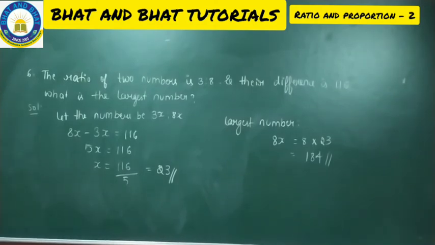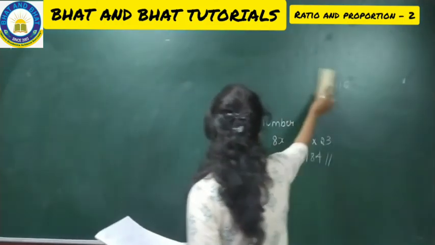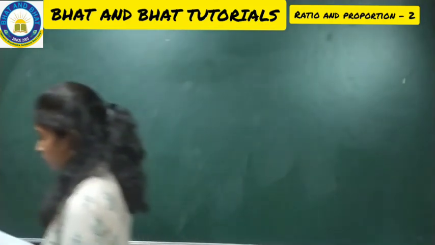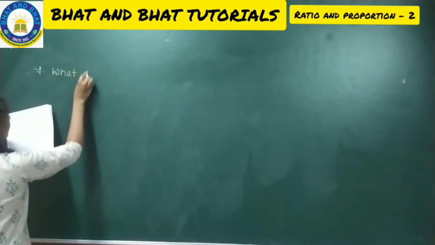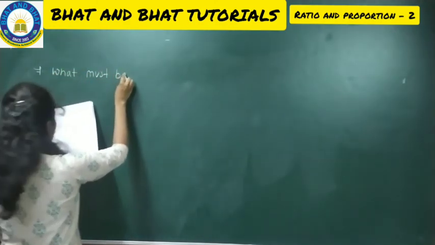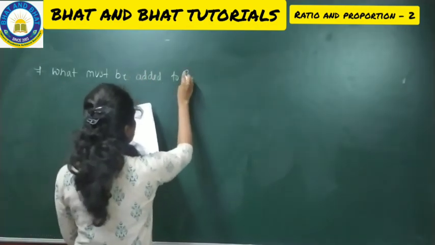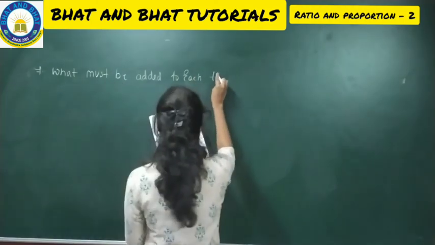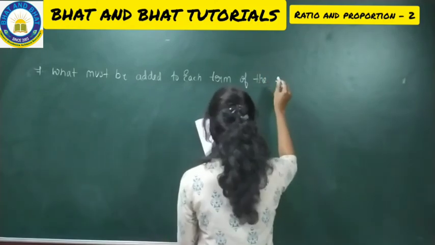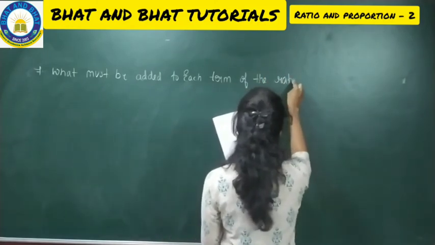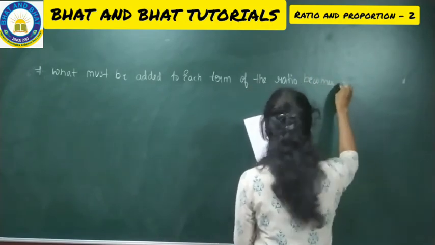Now let me go with the next one, the 7th question. Have a look into the 7th question now everyone. Question number 7. What must be added to each term of the ratio 7:13 so that it becomes 2 is to 3.